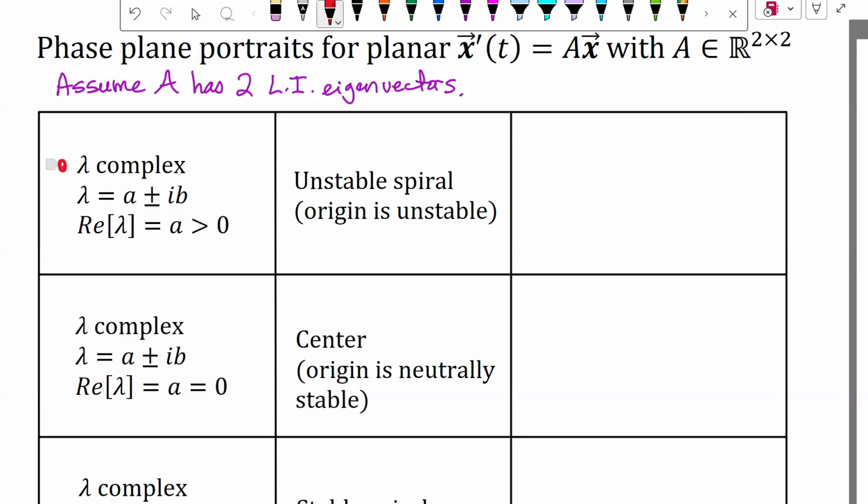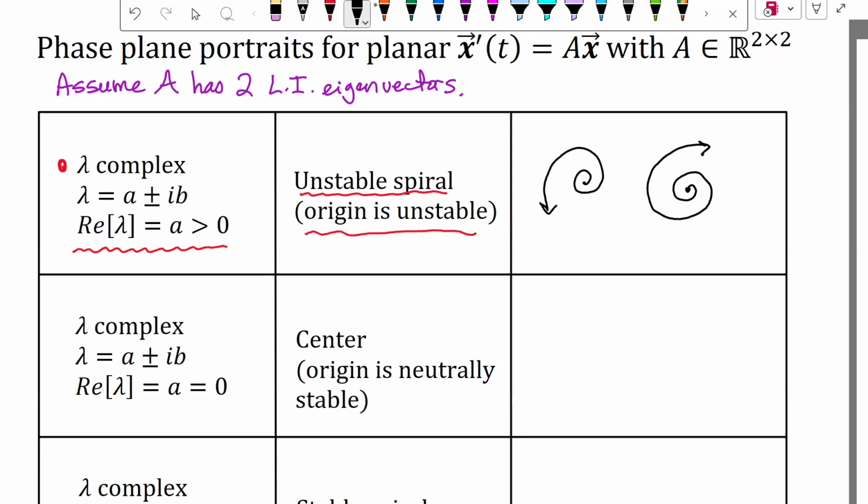When our eigenvalue pairs are complex, we have to look at the sign of the real part of the eigenvalue. When the real part is positive, what we get is an unstable spiral. The origin is considered unstable. Now, those spirals can actually move either clockwise or counterclockwise, but they will always be moving away from the origin. Of course, as we know, we can use our theorem or sample direction points to tell us whether we are spiraling clockwise or counterclockwise.